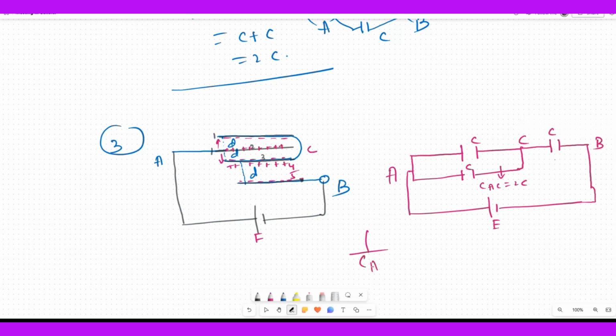So 1 by CAB will be equal to 1 by 2C plus 1 by C. 2C is the LCM. So 1 plus 2, CAB will be equal to 2C by 3. Hope you have understood. There is no problem in understanding this. I am going for another bit complicated sum here in this category.